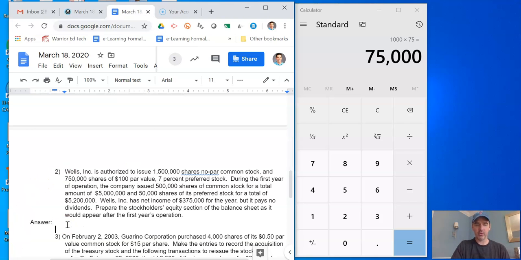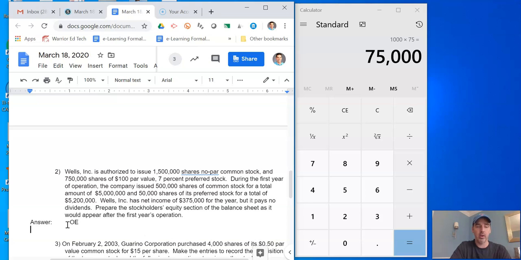All right, problem 2 is stepping up the game a little bit because it wants us to do the statement of owner's equity, or the owner's equity section of the balance sheet. When we look at the owner's equity part, we have to break this up into contributed capital and then the retained earnings part. As we read this problem, it's setting the stage.